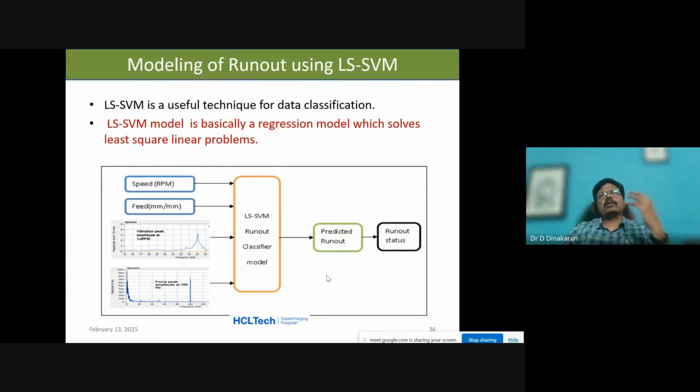For the SVM algorithm, compared with a neural network, a smaller data set is sufficient. That's why it was selected, because inducing a fault in the machine tool is very, very difficult. Changes are very difficult, right? So this is basically a runout model using LSSVM. Speed and feed are the inputs, and vibration and force measurements are inputs as well. There is an AI model that predicts the runout.